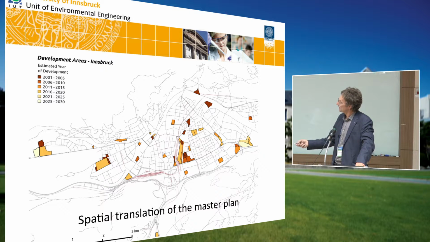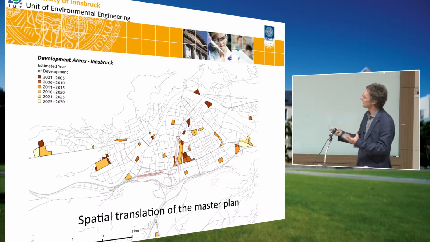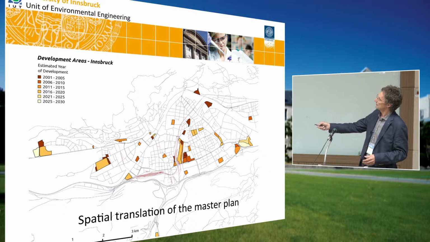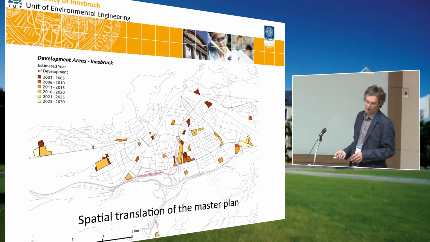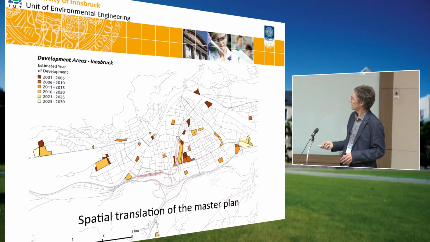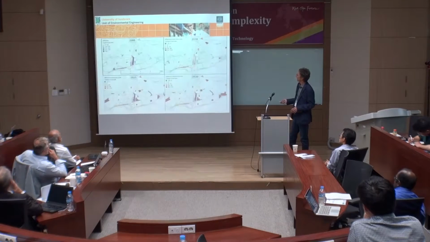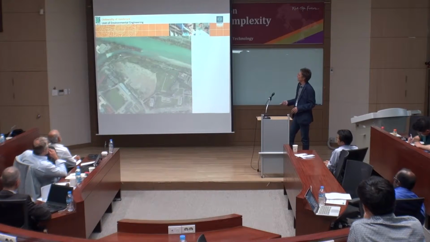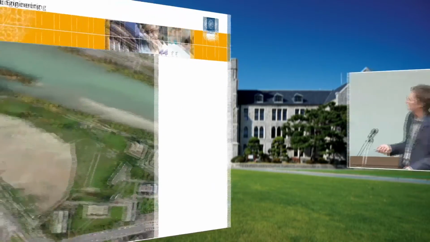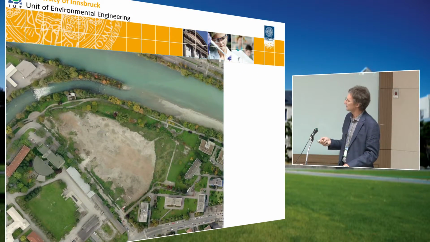So you can see here the different parts of the city which are opened up for buildings, and here also a timeline of how this is going to happen. The model zooms in, and we have all the data: orthophotos, spatial plans. The model sees how big this system is and what can be built there, and that is what we call procedural modeling.